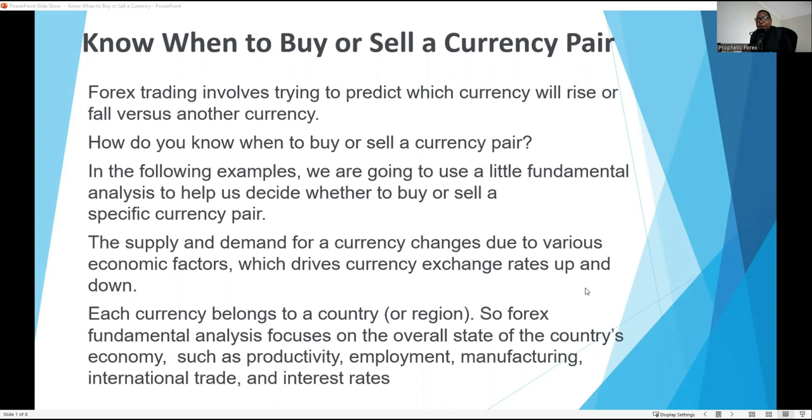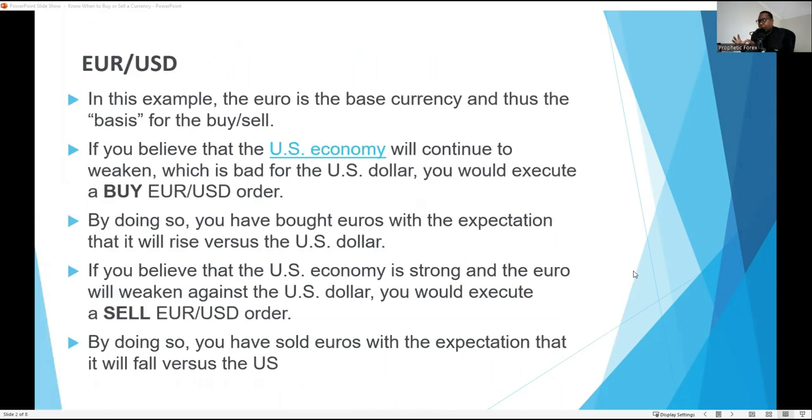Each currency belongs to a country or a region. So Forex fundamental analysis focuses on the overall state of the country's economy, such as productivity, employment, manufacturing, international trade, and interest rates. Now we want to go to the next point, and we just want to make you understand what we mean before we get to the practicalization of the information taught here. The foundation must be strong first before we can start going all the way up.